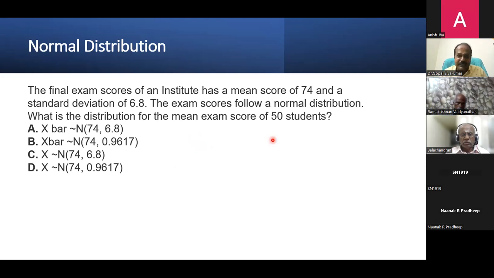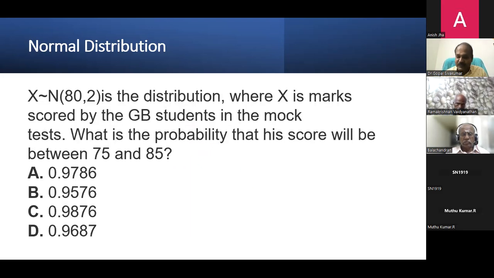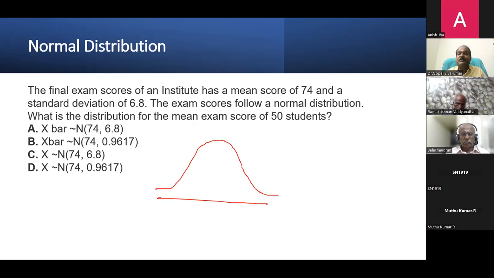Do you understand the last statement? One of you, can you explain to me? What is the distribution for the mean exam score of 50 students? Mean exam score is 74. So 50 students. Now, what is the distribution of the mean exam score?